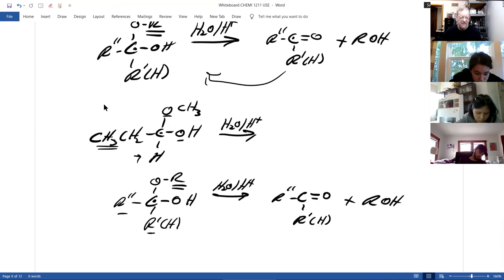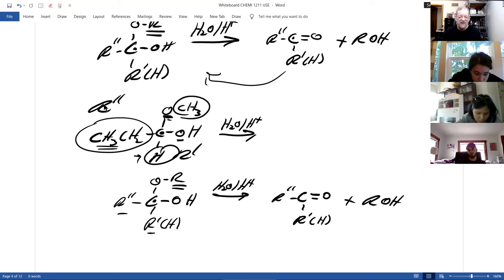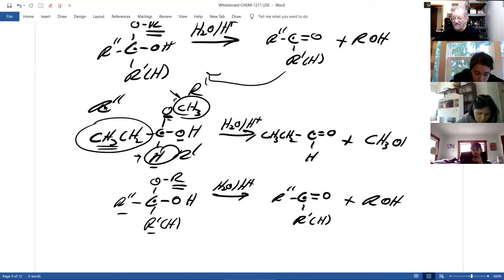And if we come up here, I'll call this R prime. This is our R double prime. Remember, we're looking at this carbon with the two oxygens. And on this oxygen, this carbon, I'll call R. So I'll write this carbonyl carbon. What's attached to it, H, is R prime. Ethyl, R double prime. Plus, what's my R group? Methyl. And that's how you do it.